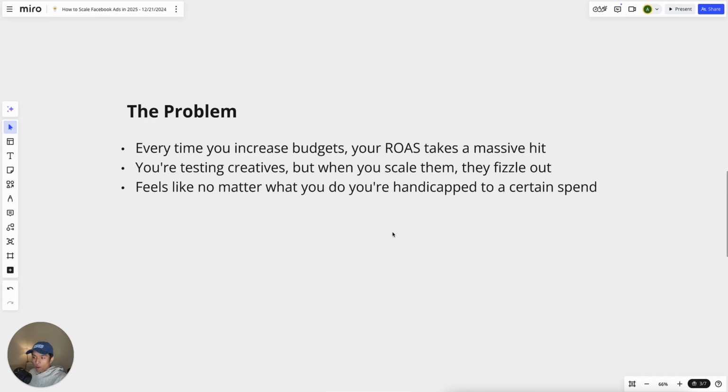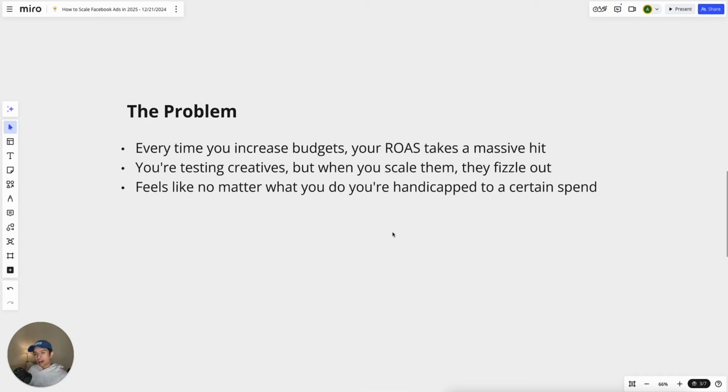You're testing creatives, but when you scale them, they fizzle out. So you might have a testing campaign set up, and then you try to bring it into a scaling campaign, increase the budget, and then it flatlines. And then lastly, it feels like no matter what you do, you're handicapped to a certain spend. And the reason why I'm laughing as I'm talking through this is because this can be one of the most frustrating things as a media buyer, as a brand owner, when you feel like you've exhausted all of your options. You've tested countless creatives, you've tested cost caps, lowest cost, new countries. You basically tested everything under the sun in your Facebook ad account. And it feels like you are handicapped to a certain spend.